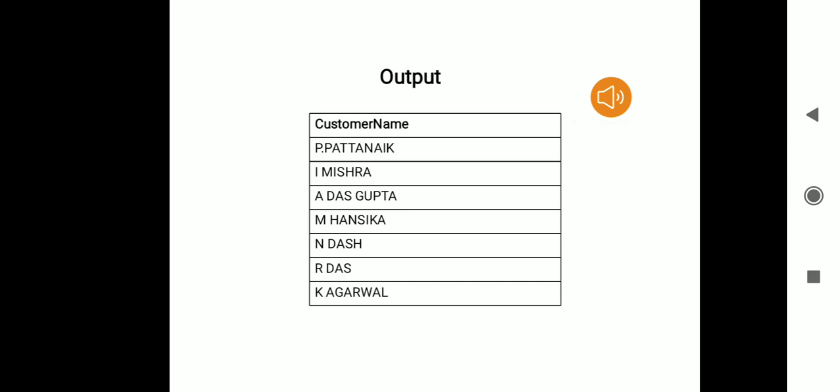The output table shown here is the result of the SQL query in the previous slide, and it is very clear from this table that the entries P. Pattanayak, I. Misra and A. Dasgupta of the column customer name are occurring only once due to the removal of the duplicate entries. As a result, this output table consists of 7 rows for the column customer name.